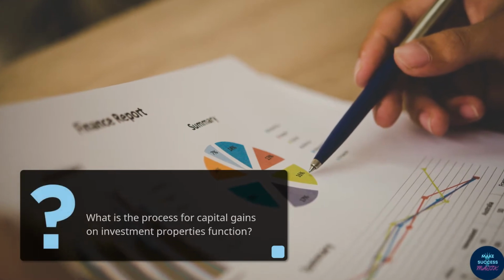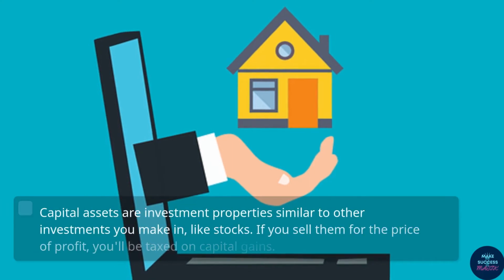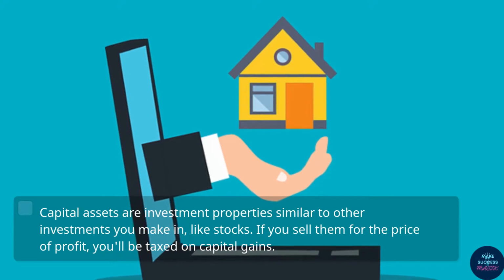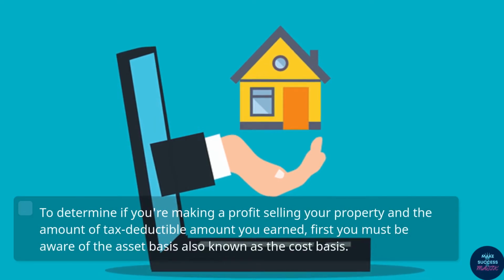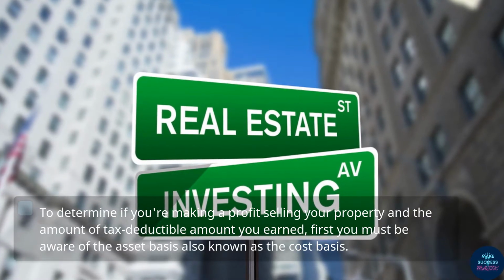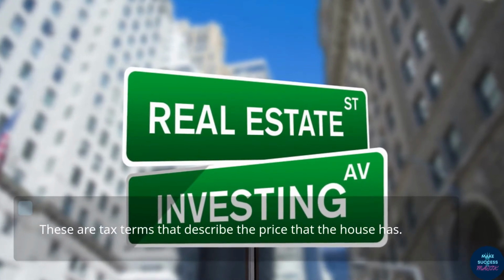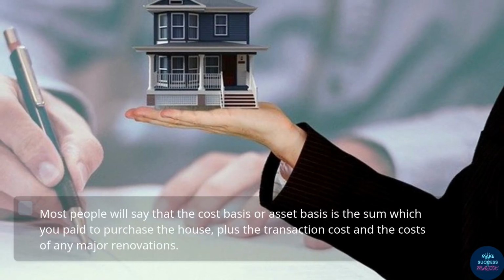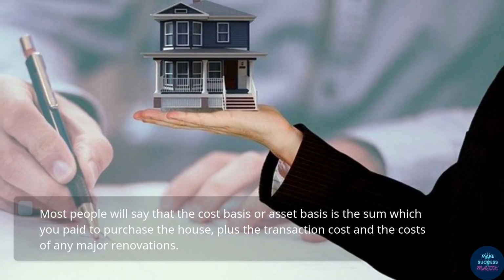Now, how does the process for capital gains on investment properties function? Capital assets are investment properties similar to other investments you make in, like stocks. If you sell them for a profit, you'll be taxed on capital gains. To determine if you're making a profit selling your property and the amount of taxable gain you earned, first you must be aware of the asset basis, also known as the cost basis. These are tax terms that describe the price of the house. Most people will say that the cost basis or asset basis is the sum which you paid to purchase the house, plus the transaction costs and the costs of any major renovations.